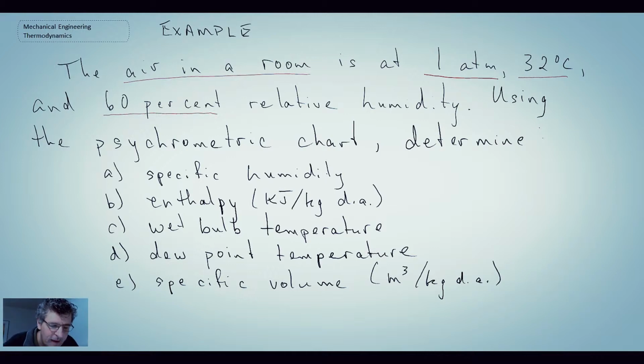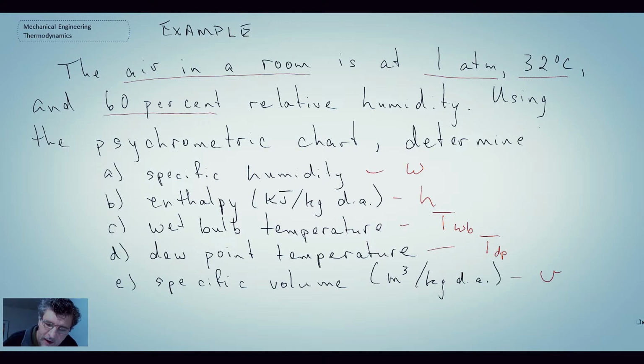From that, they want us to calculate a lot of different things. First of all, the specific humidity, which is little omega. Enthalpy is H. Wet bulb temperature is T_WB. The dew point would be T_DP. And finally, the specific volume of our mixture would be nu. So we're going to read the values off of the psychrometric chart in order to obtain these values.